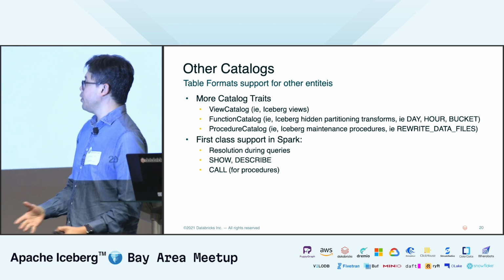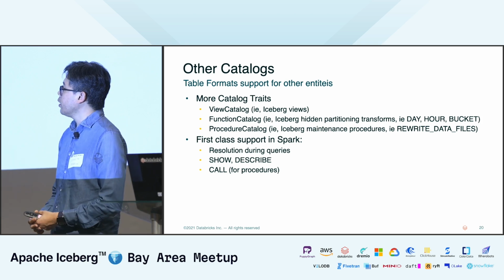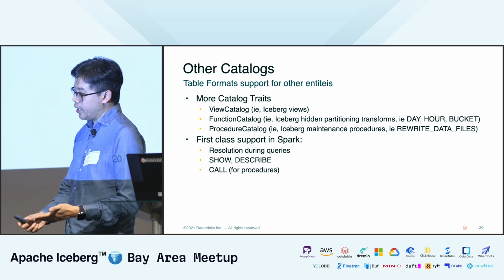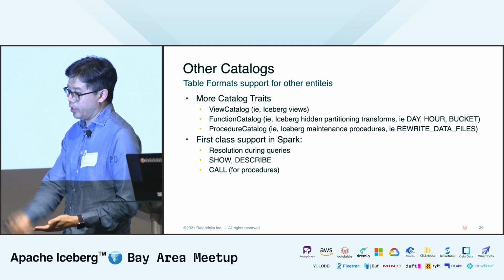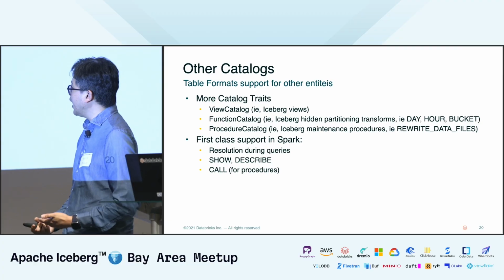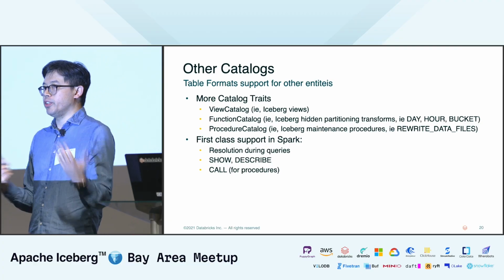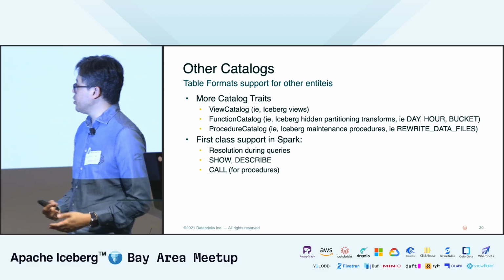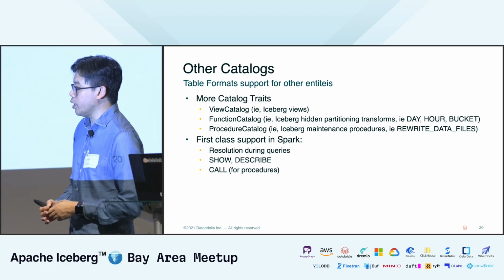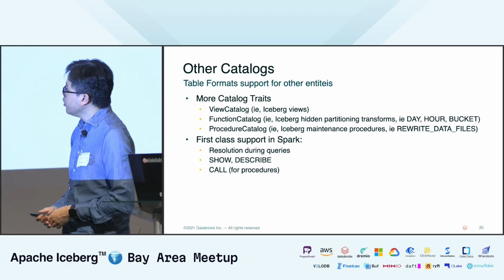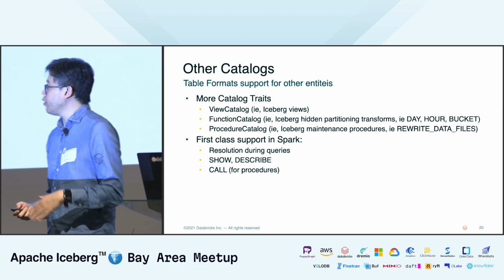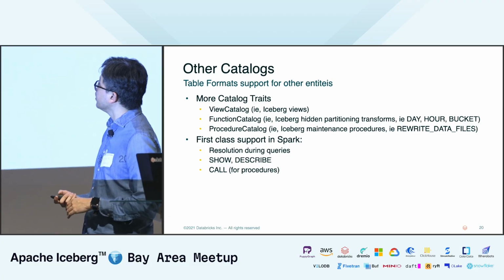And the benefit of this is that it's now natively supported in Spark. So when you query and use a partition transform, Spark can just look at the function catalog to resolve that. You benefit from show and describe in Spark. You can now show your procedures, describe each procedure, and then call the procedure in a Spark query. So it's all pretty cool stuff and kind of hot off the press for Spark DSV2.